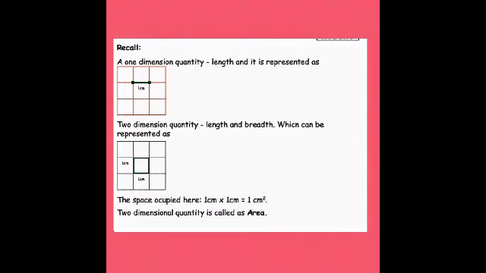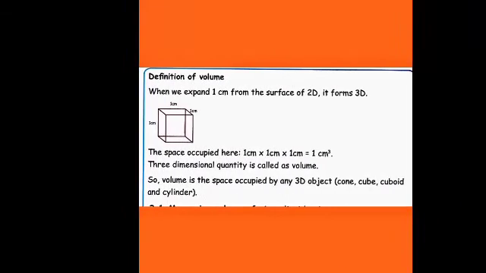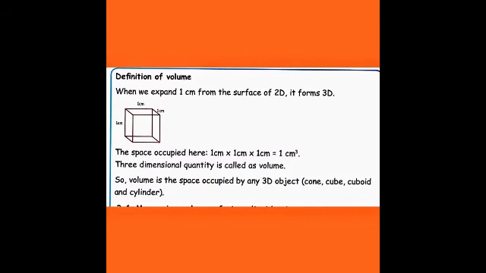Now we are going to see about volume. What is volume? When we expand 1 centimeter from the surface of 2D, it forms 3D. If you have 1 centimeter, that is 2D. If you include one more 1 centimeter, that is called 3D. The space occupied here is 1 centimeter into 1 centimeter into 1 centimeter, which is equal to 1 centimeter cube. A three-dimensional quantity is called volume. So volume is the space occupied by any 3D object.